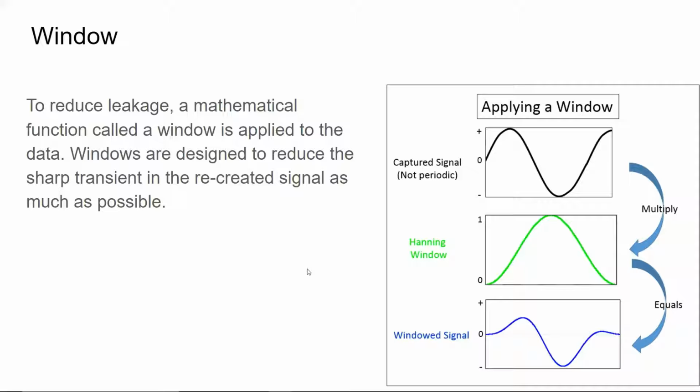A mathematical function called a window is applied to the data. Windows are designed to reduce the shared transients in the recreated signal as much as possible. Windows are typically shaped as functions that start at a value of 0, move to a value of 1, and then return to a value of 0 over one frame. The captured signal is multiplied by the window as shown in this figure.